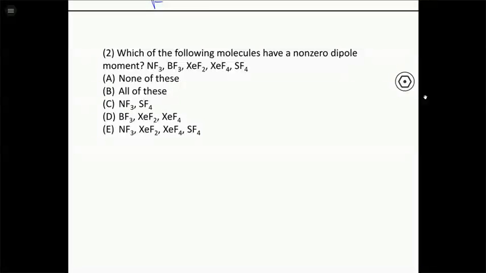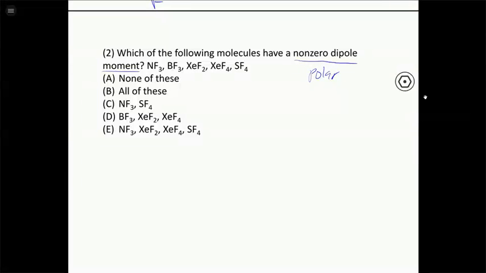The first thing we should be aware of is that there's different ways to ask the same thing. So when we say non-zero dipole moment, that's the same way as asking which one is polar. Right? A non-polar molecule has no dipole moment. A polar molecule has some non-zero dipole moment. And we're not asking you to rank those, we're just trying to figure out which ones are polar, which of these choices are going to have some polarity at all.